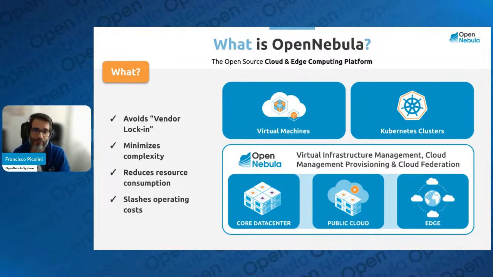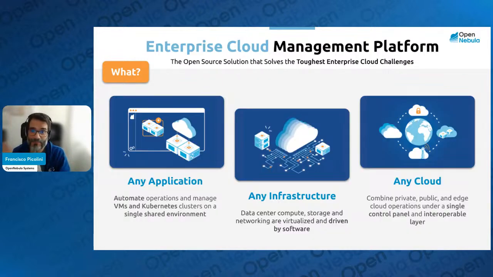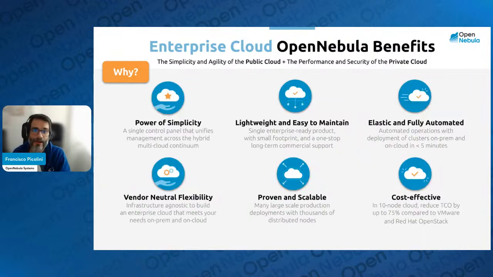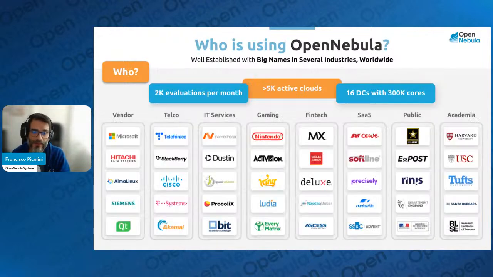OpenNebula manages any application, combining containers with virtual machines and workloads in a common and shared environment to offer the best of both worlds: mature virtualization technology and orchestration of application containers. As I said before, OpenNebula can manage any application on any infrastructure in any cloud. And we bring simplicity, flexibility, customization, cost effectiveness, and vendor neutral flexibility. So all of this is what we offer in OpenNebula.